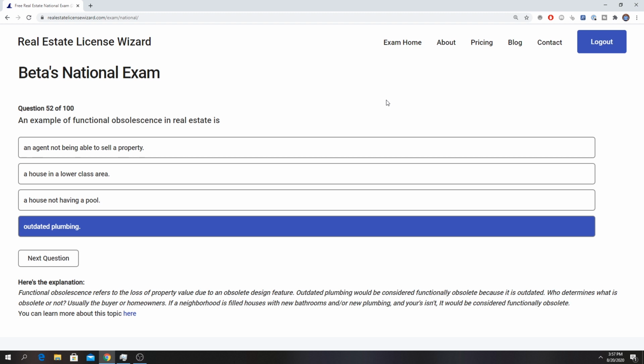Now, what's interesting is I have had this question before. When this question comes up, well, what if a bunch of houses have pools? If a house doesn't have a pool, would it be functionally obsolete? And the answer is yeah, pretty much.